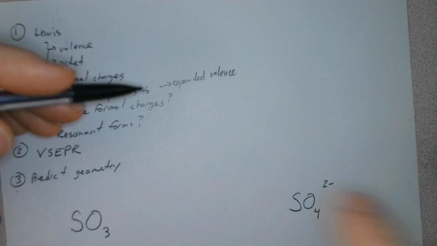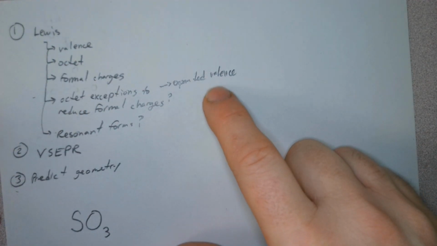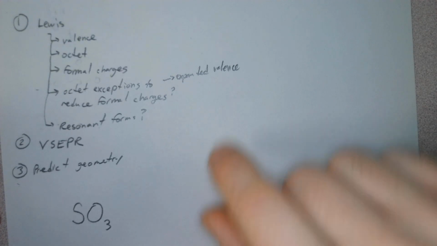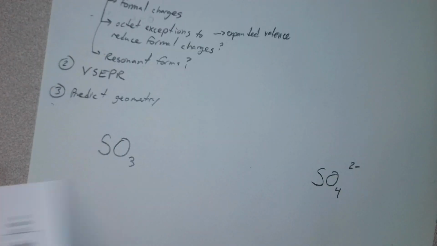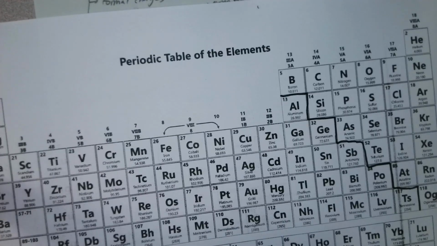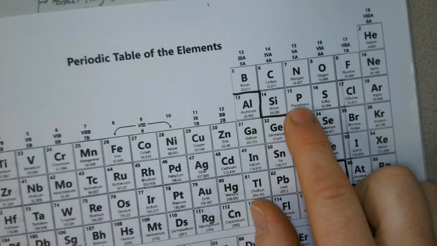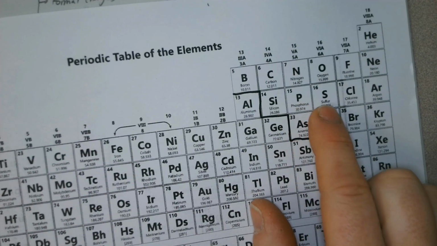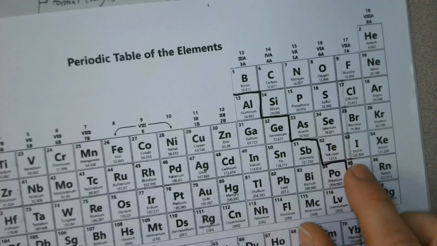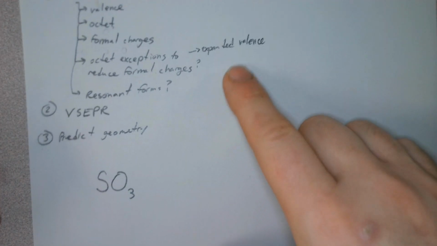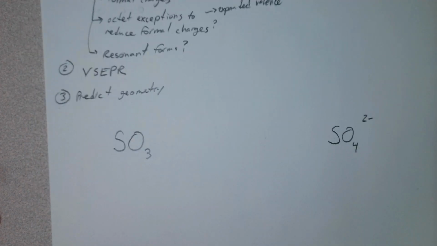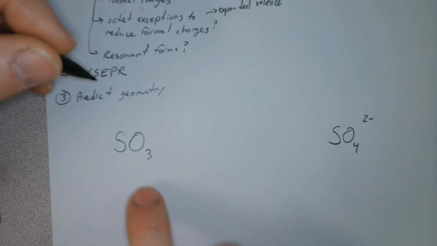There are a number of elements that will break the octet rule and form more than 8 total valence electrons around them. Those typically come in row 3, specifically phosphorus, sulfur, and chlorine. Bromine and iodine will do the same thing, and they have unhybridized orbitals that can form extra bonds. More on that later. So let's take a look at an example, and I'll show you how to use VSEPR and predict the geometry.